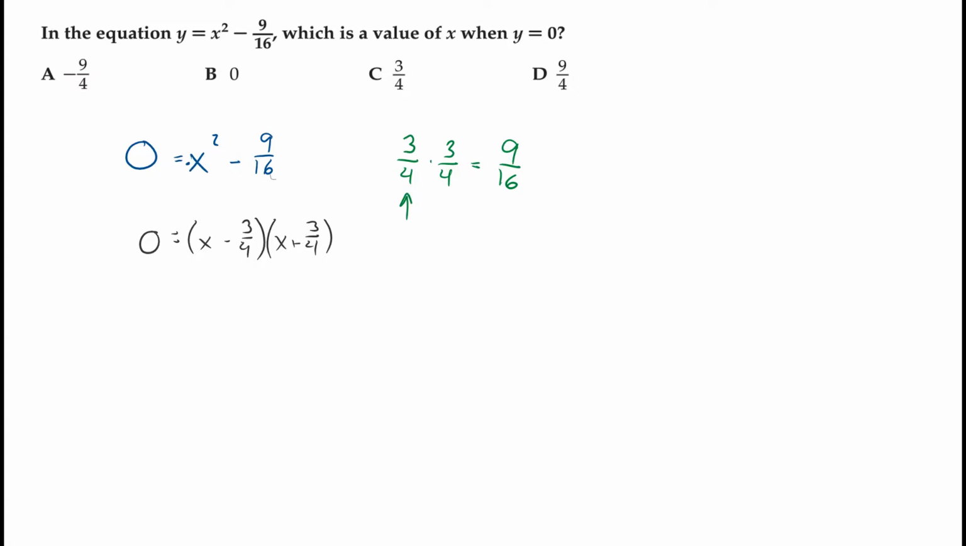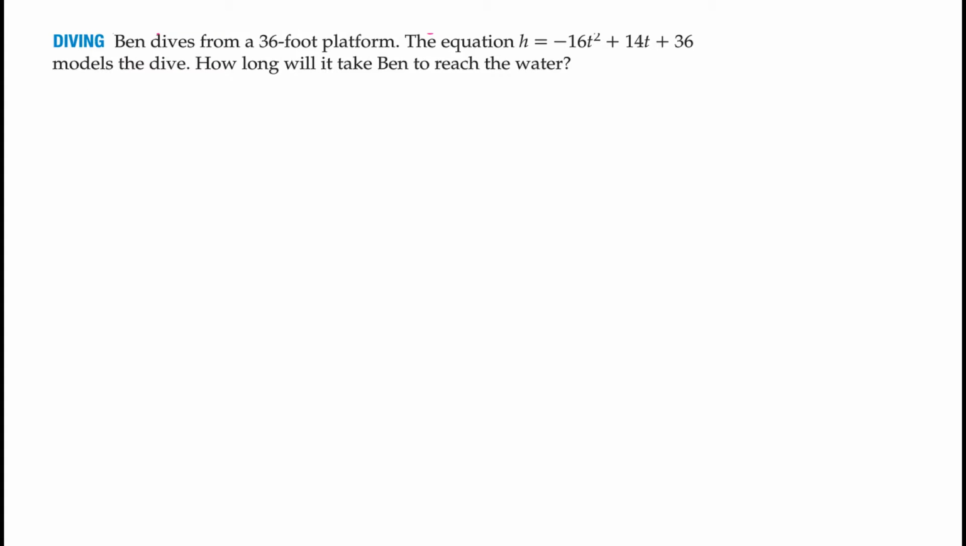So then by the zero product property, I can set each of these factors equal to 0, and then I can solve for the value of x, and I get x is equal to a positive 3/4 or a negative 3/4. And so, what do you know? C, 3/4. That is a value for x that makes y 0. Let's move on to this problem, which is even more of an application-based problem. Think more of what these equations are doing.